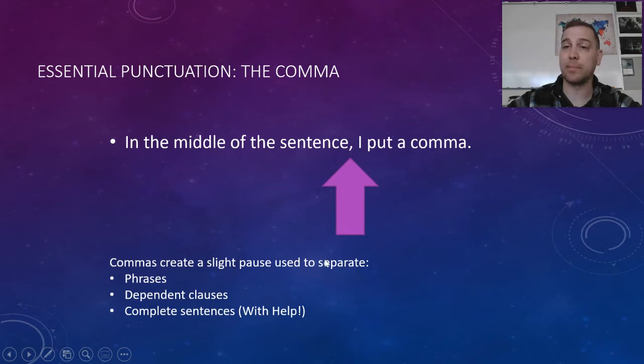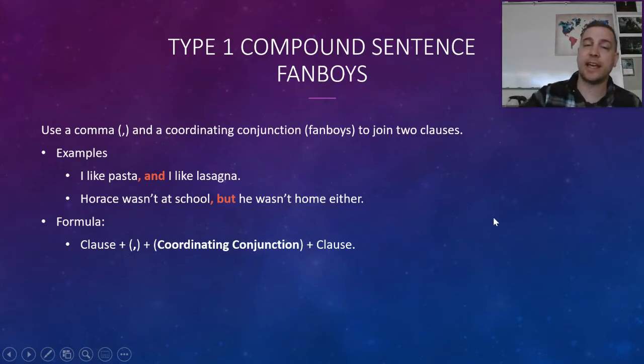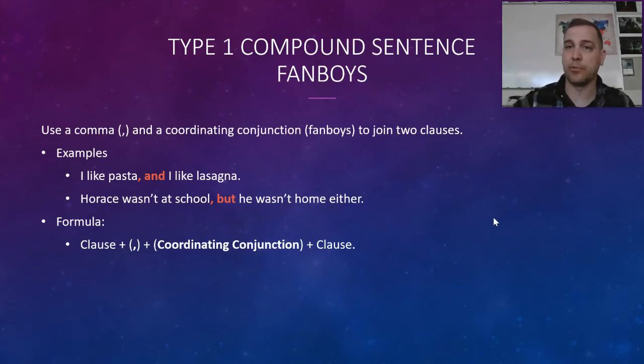So commas create a slight pause that can be used to separate phrases from sentences, dependent clauses, and they can connect complete sentences, but only with help. A comma is not strong enough to connect two complete sentences on its own. It needs something else to help it. And what does it need? It needs one of those fanboys. And so this is what I refer to as type 1 compound sentence. And it uses a comma and a coordinating conjunction or a fanboy to join two clauses together, right?